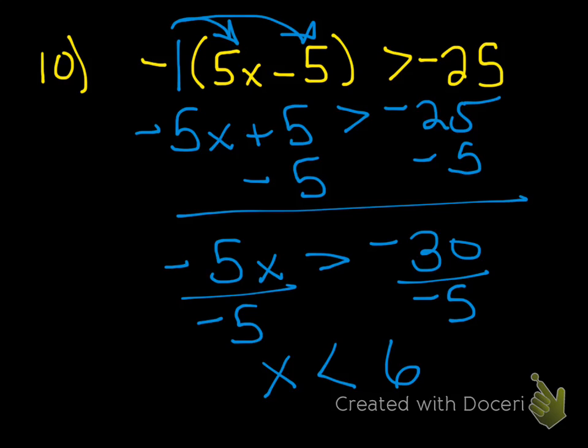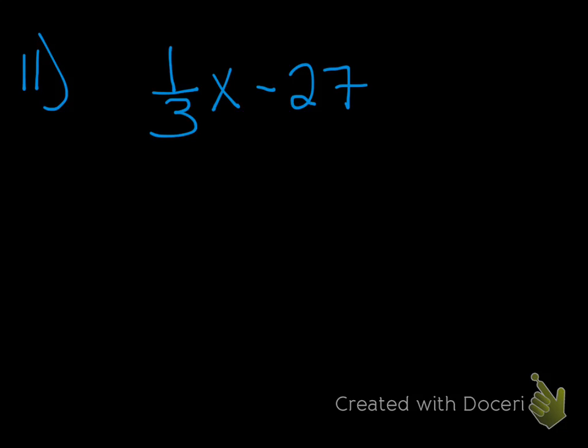Alright, let's go to the back. Now, the back is not one that a lot of people had problems with. It was mostly the front. Alright, so 11 says 1/3 of a number decreased by 27 is at least 9. So remember, at least 9 is greater than or equal to.